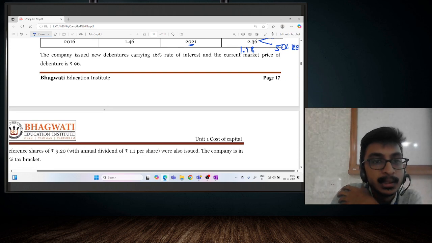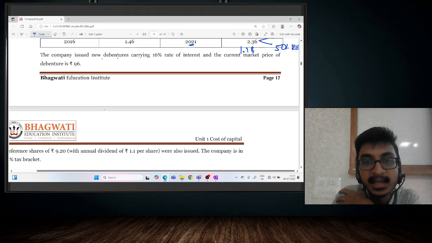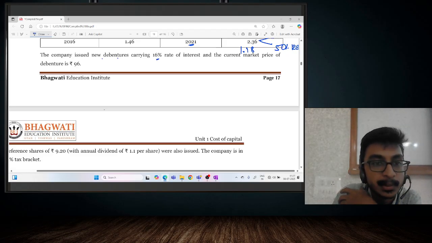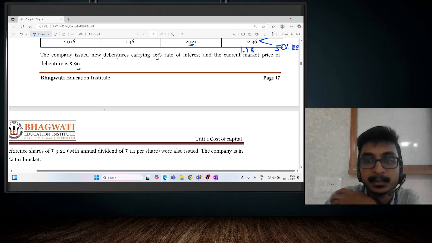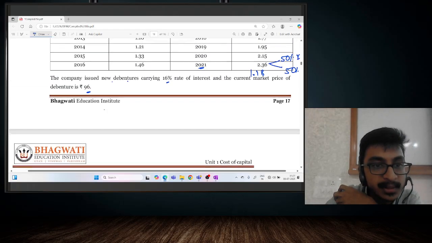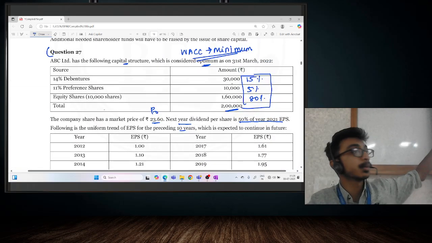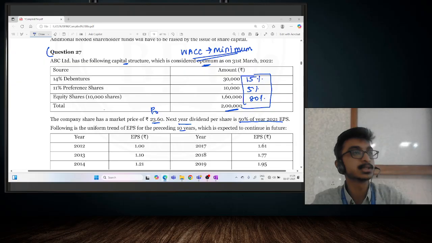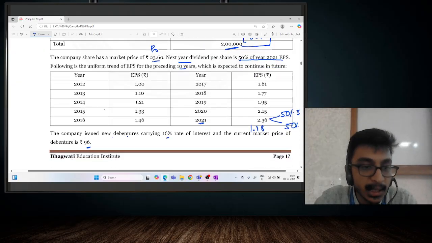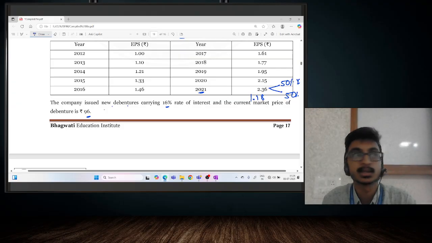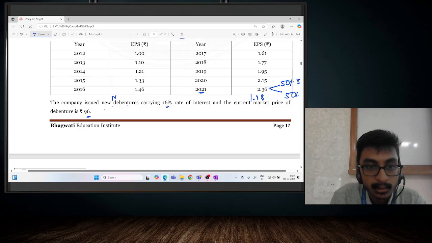Now the company issued new debentures carrying 16% rate of interest, and the current market price of the debenture is rupees 96. Before that, listen, there is already an existing debenture. How many percent debenture is there? 14% debenture is the existing debenture. On top of that, they are issuing another 16% debenture. Clear? So this is a new issue.